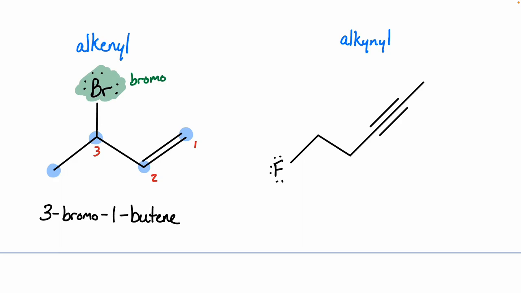Okay, so same thing here. We gotta find our parent chain. 1, 2, 3, 4, 5. We're going to number, well, I guess we can find our substituent. This is our fluoro group substituent.